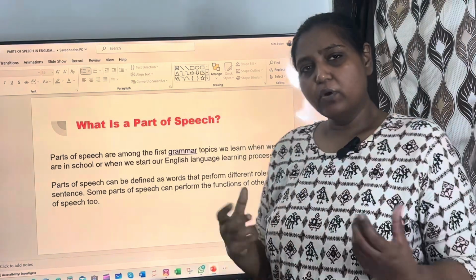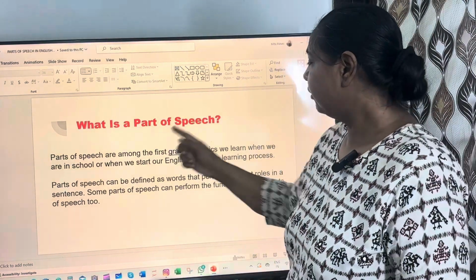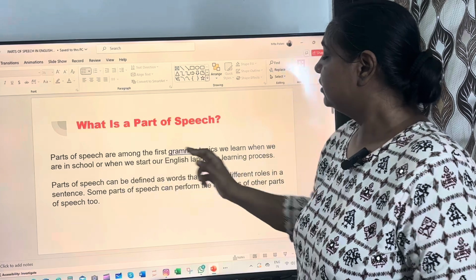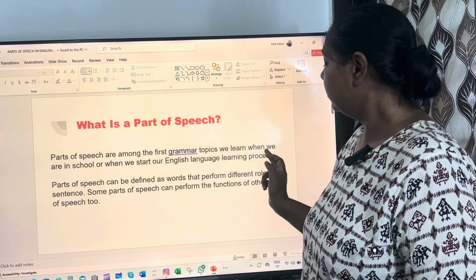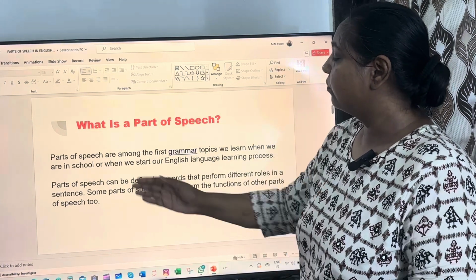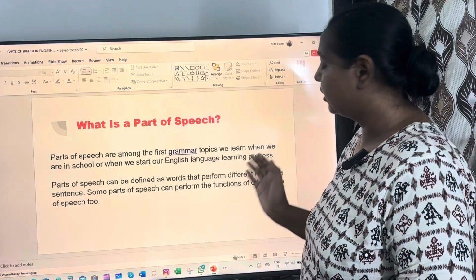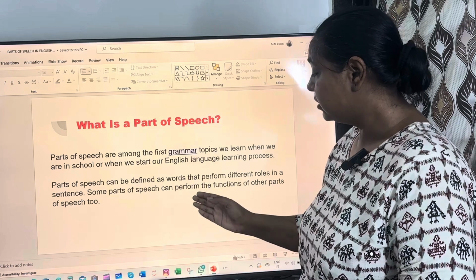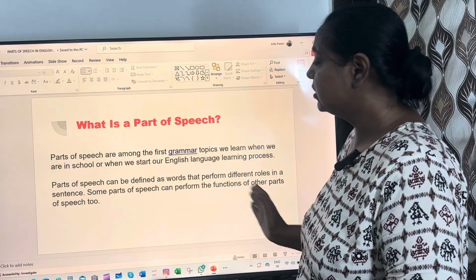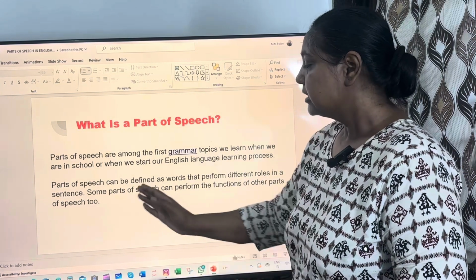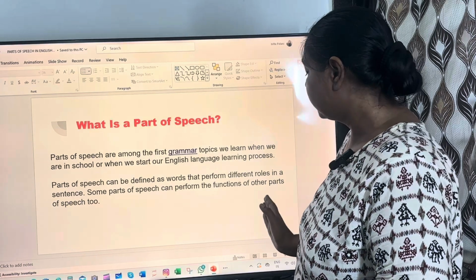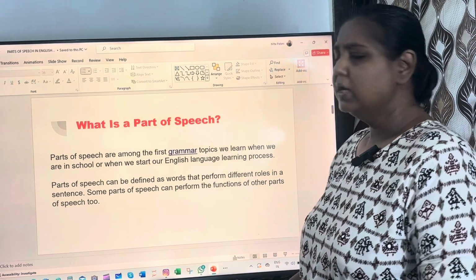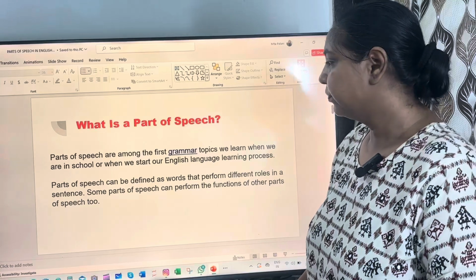So first of all, what is a part of speech? Parts of speech are among the first grammar topics we learn when we are in school or when we start our English language learning process. Parts of speech can be defined as words that perform different roles in a sentence. Some parts of speech can perform the functions of other parts of speech too. Let me explain in an easy way.